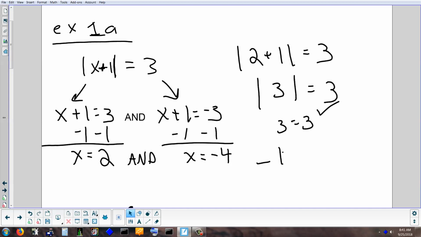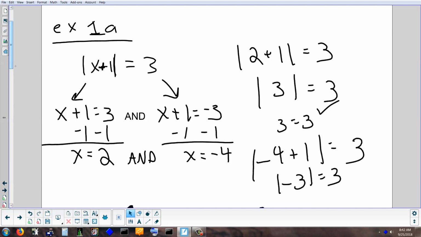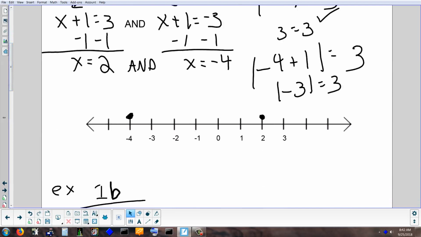Plug in -4. -4 plus 1. I would get -3 here. Equals 3. Again, the absolute value of -3 is what? 3. 3 equals 3. It checks out. Again, you don't have to check them. I'm just showing you that because it's an and, both answers have to work for the variable. I could plug in both, and they would both work as answers to that absolute value equation. So again, that's why you have 2 answers. Okay? Can I move on from this? Okay?